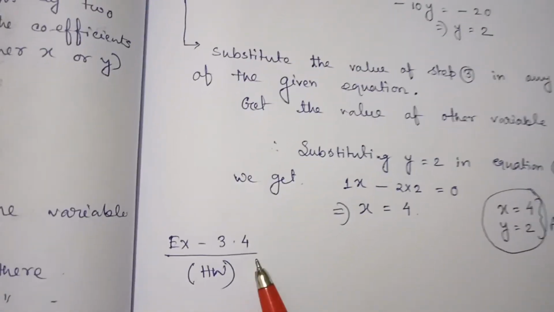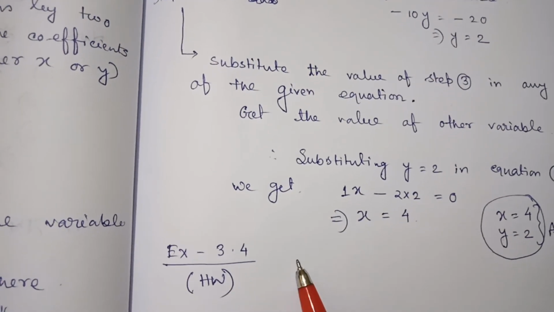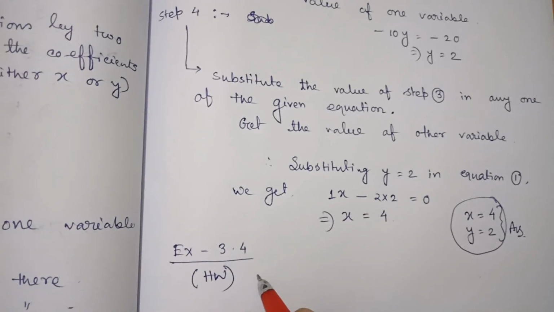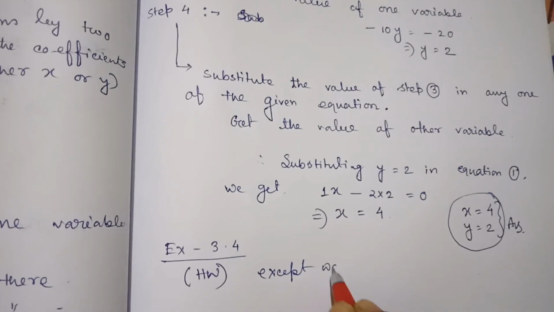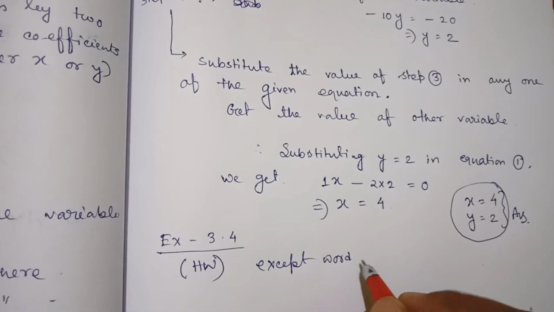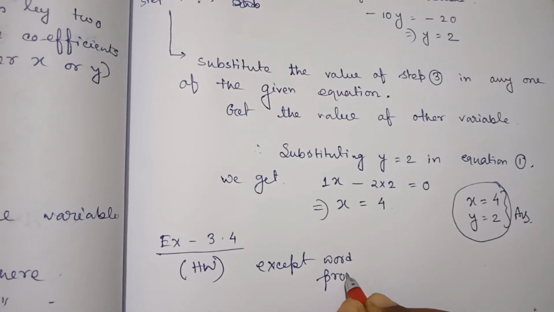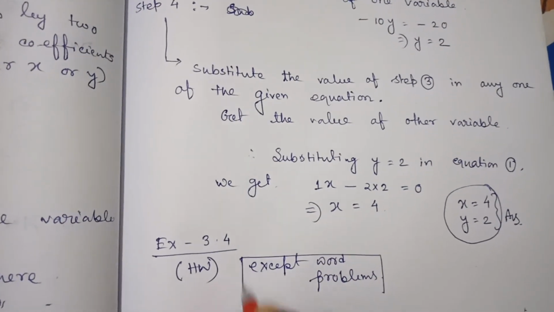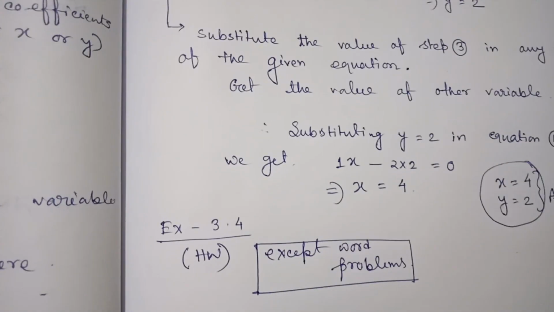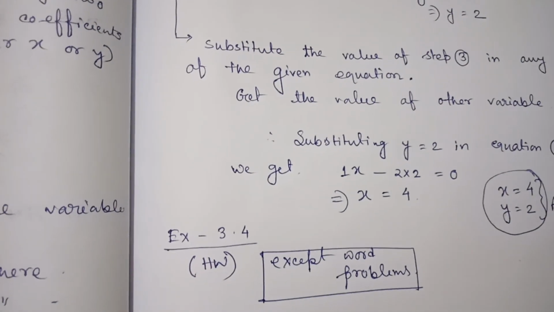Now exercise 3.4, except the word problems. You don't have to do the word problems. Again, I'm repeating my words. In the previous video, I told that word problems we will be doing in a separate video. So, except word problems, the rest of the things you have to do as homework.